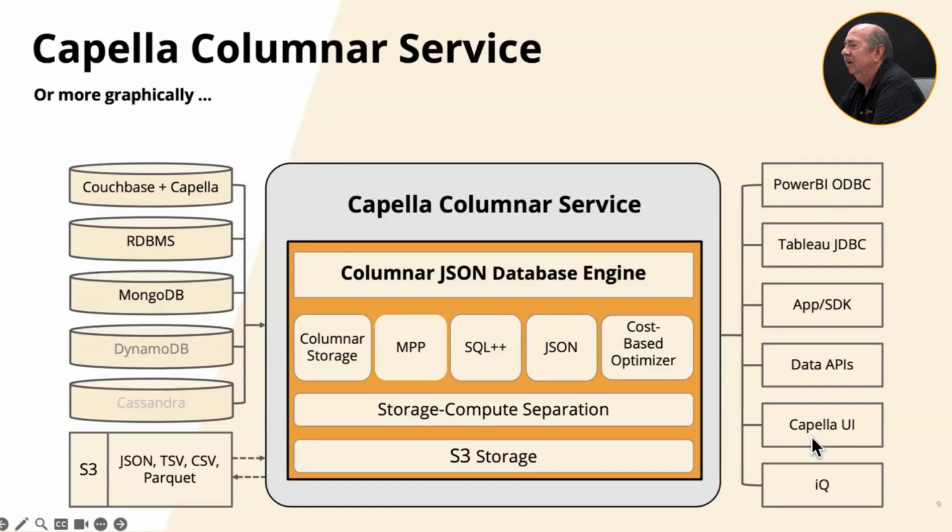On the right-hand side in this architecture picture are the various ways that you can talk to your data. So we support access from BI tools, and we'll talk more about that, like Power BI and Tableau, and more coming soon. We have an SDK for an application to talk to Columnar, data APIs, Capella user interface. We'll show you a little picture of that at the end. And then something called Intelligent Query, which is also fun. And I'll talk a little bit about that at the end as well.